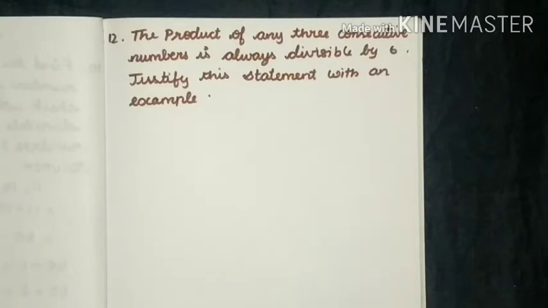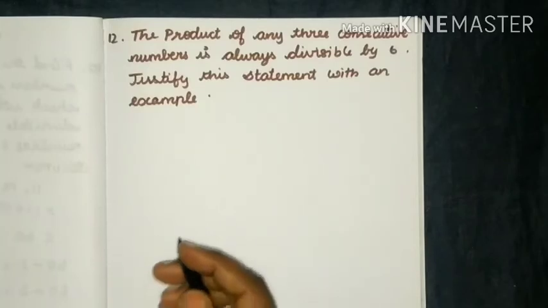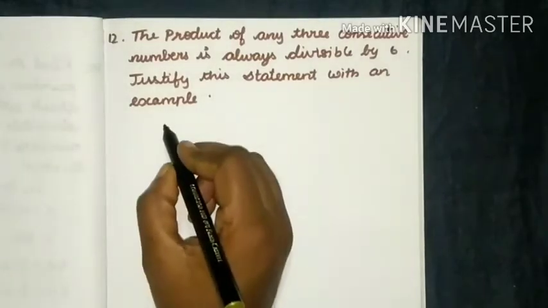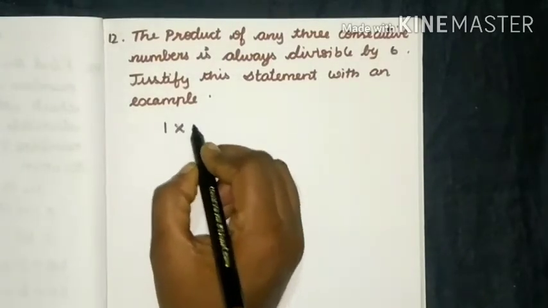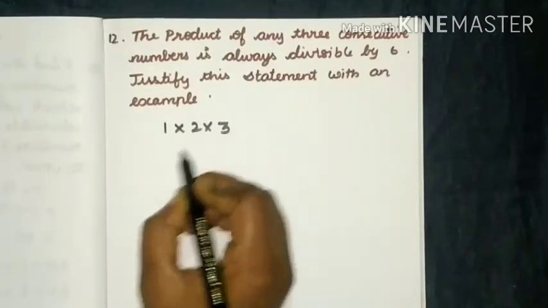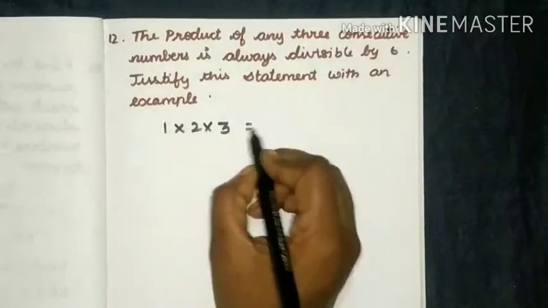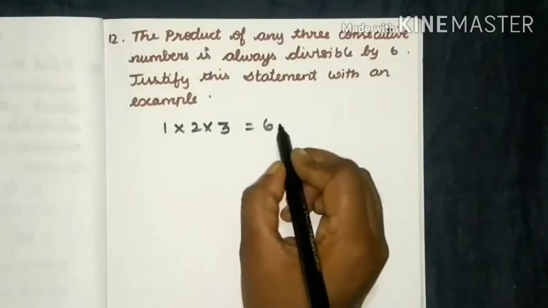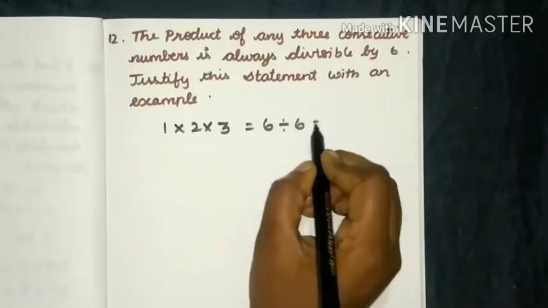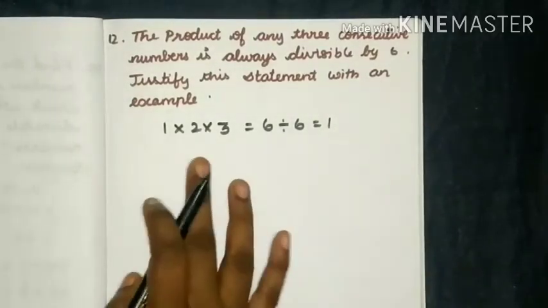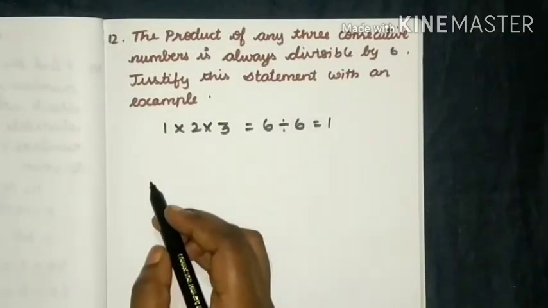So now we have to justify that the product of any three consecutive numbers is always divisible by 6. For example, if we take three consecutive numbers, that is 1, 2, 3, the product is 1 into 2 into 3 equal to 6. 6 is divisible by 6. So it justifies that. Let's take one more example.